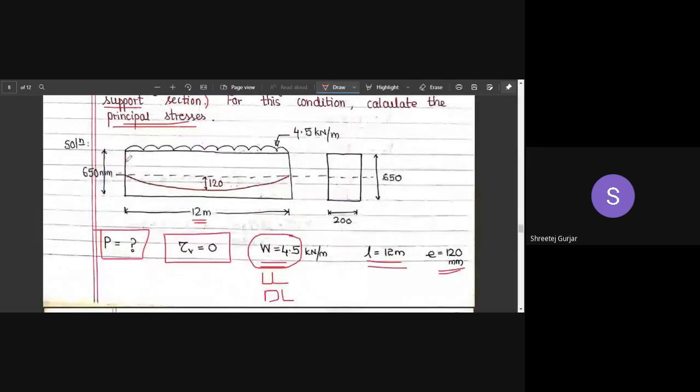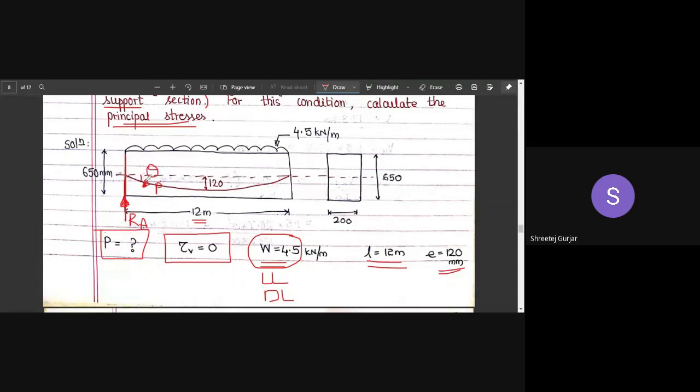Same as we have considered in the previous numerical. At this particular section, we have the reaction RA, which is acting in the upward direction, and we have this parabolic tendon P, which has a pre-stressing force of P and is inclined at an angle theta.